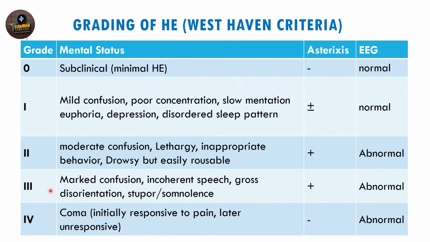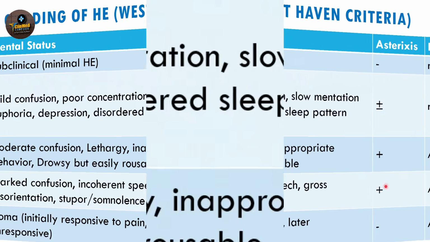However, initially responsive to pain, but later unresponsive. You have hyperreflexia, typically from grade 2 and 3. Then the EEG becomes abnormal from grade 2, 3 down to 4.